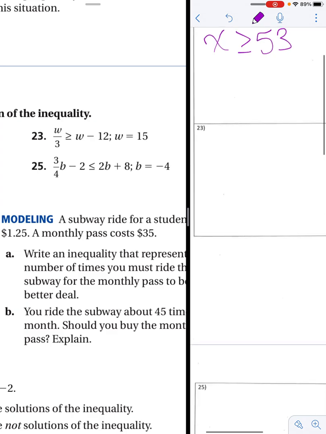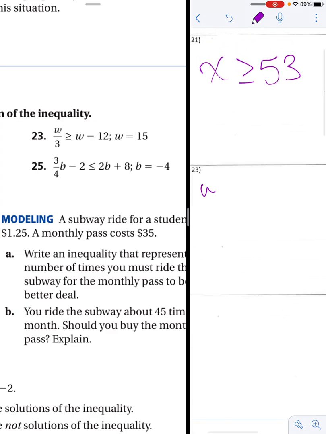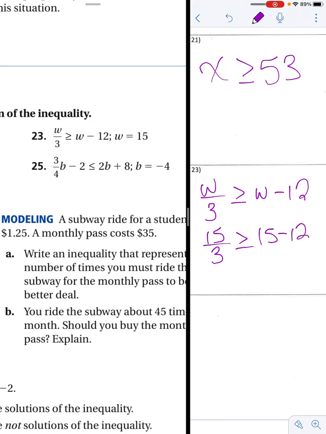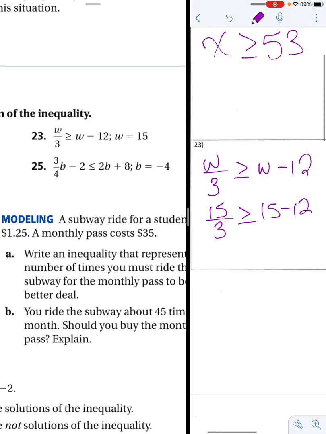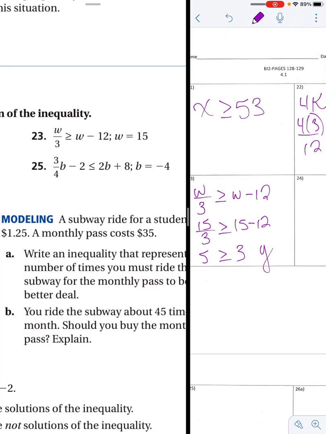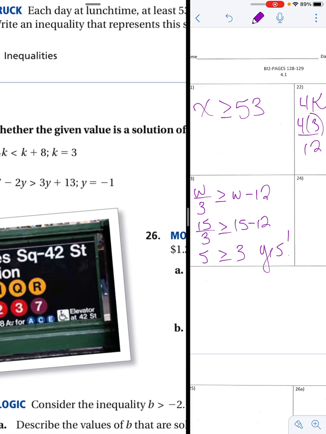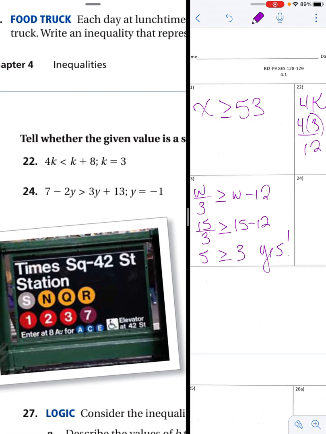Okay. Number 23. Again, write the inequality first. W divided by 3 is greater than or equal to W minus 12, and we're substituting 15 in for W. So 15 divided by 3 greater than or equal to 15 minus 12. Solve on the left. 15 divided by 3 is 5. 15 minus 12 is 3. Is 5 greater than or equal to 3? Yes, that's true.